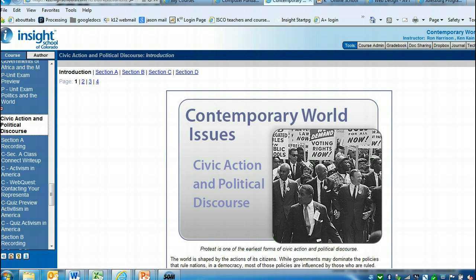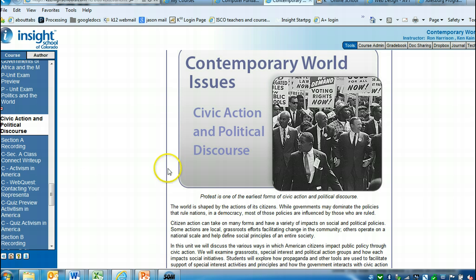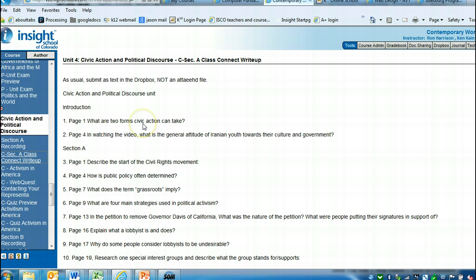So in the unit, we're talking about a variety of things, but the actions of citizens is essentially what we're going to talk about, and how the citizens influence our governments. So if I go to the write-up, of course, I want to make sure we know the questions. So in the introduction section, what are the two forms civic action can take?